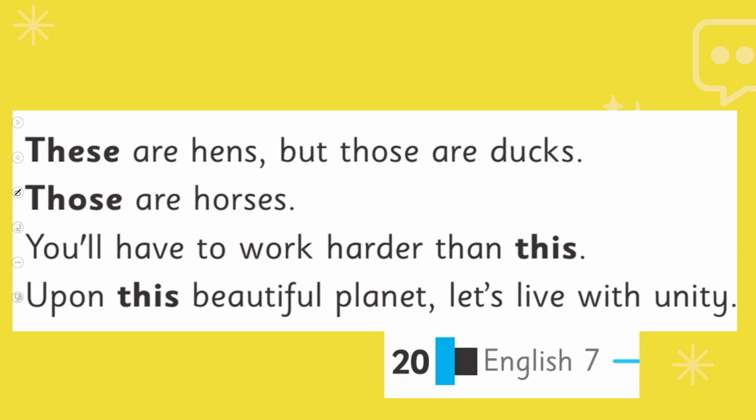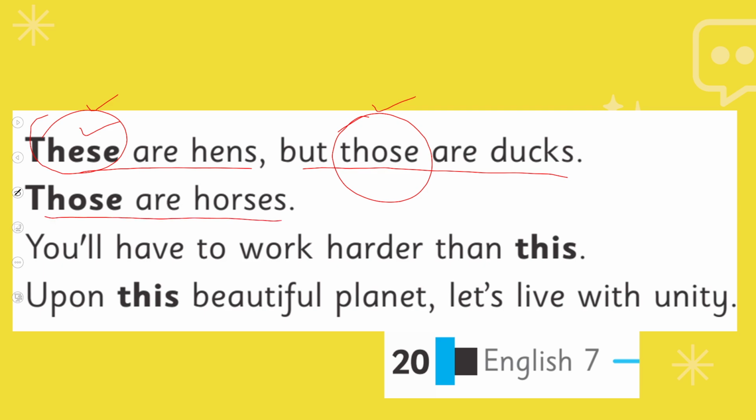Now, let's look at more examples of demonstrative pronouns. These are hens, but those are ducks. These is used for plural, and those is also used for plural. These is used for something that is near, and those is used for something in the plural form that is farther. So those are horses. It demonstrates that the horses are a little further, and you'll have to work harder than this.